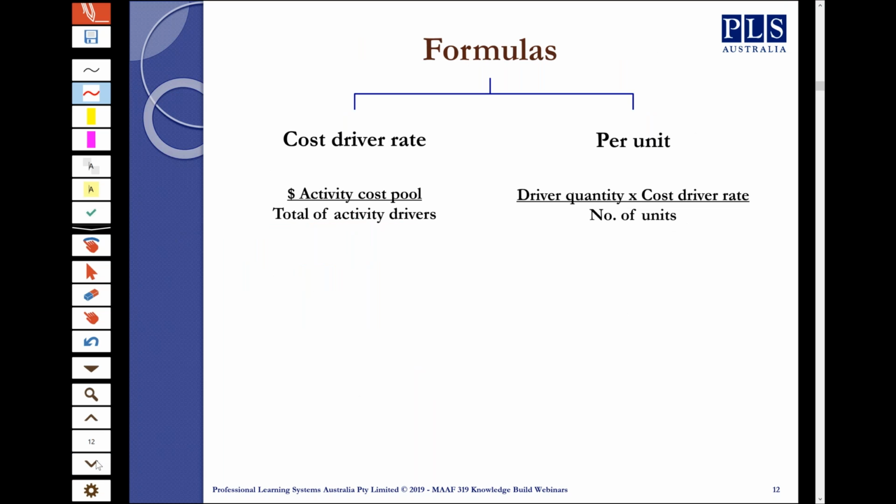You'll note I've kept referencing the formulas, however. There are 2. One is where you've got to calculate a cost driver rate. Now, you'll find that I talk about it as the activity cost pool. You might also see that referred to as the cost pool value. And you divide that through by the number of cost driver units to get your cost driver rate.